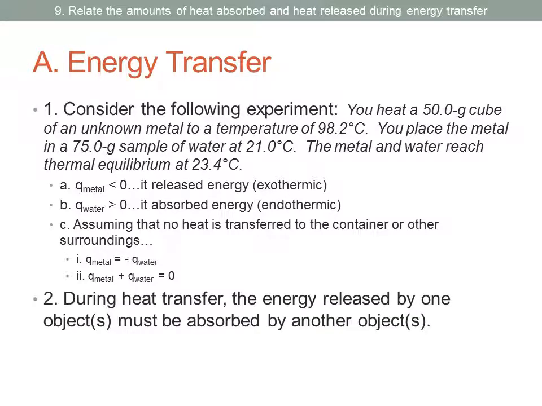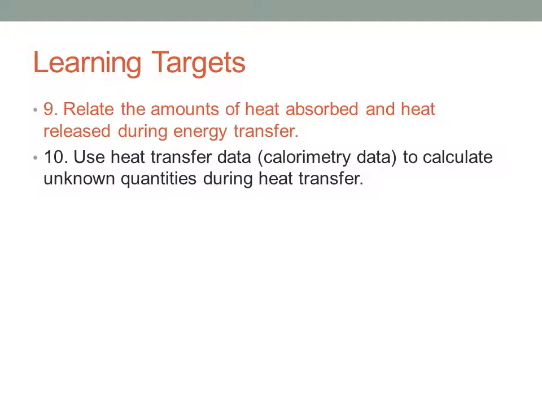So here's what we can say. During heat transfer, the energy that is released by one object must be absorbed by another object or objects. And we can always say then that the heat that is absorbed plus the heat that is released is equal to 0. This is because one of these is going to be negative, because we are releasing energy, so exothermic, so the Q value will be negative. So that's really the entire principle of that first learning target.